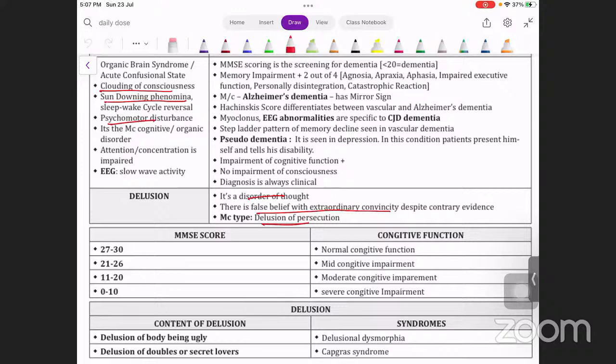So memory impairment along with two of the following: agnosia, apraxia, aphasia, impaired executive function, personality disintegration and catastrophic reaction is called dementia. It is most commonly associated with Alzheimer's, and Lewy body dementia is seen in Parkinson's. EEG abnormalities are seen in Creutzfeldt-Jakob disease. And pseudo dementia is associated with depression.